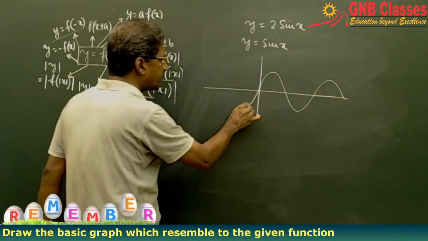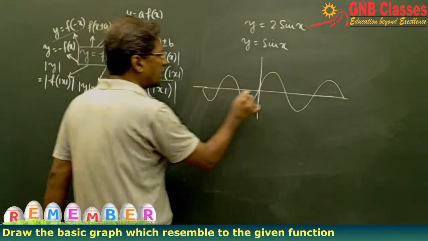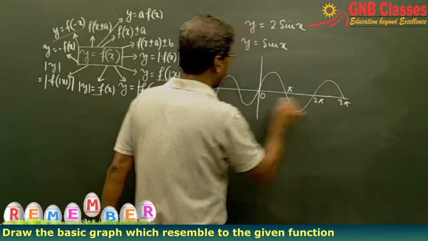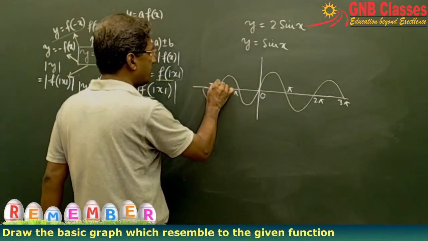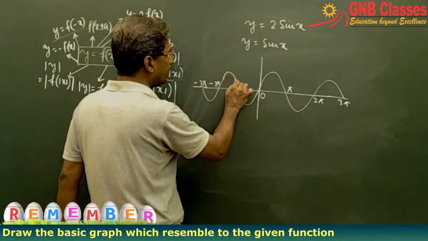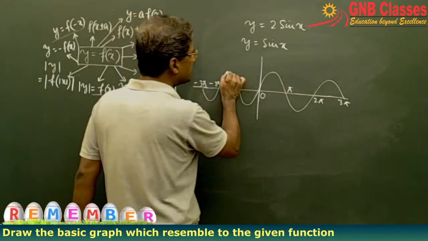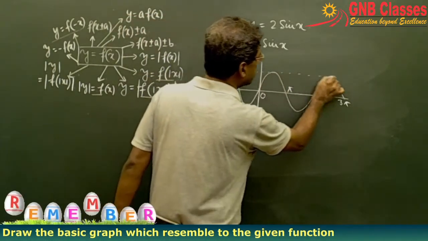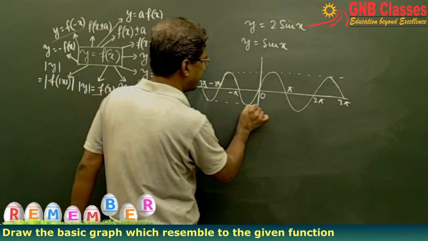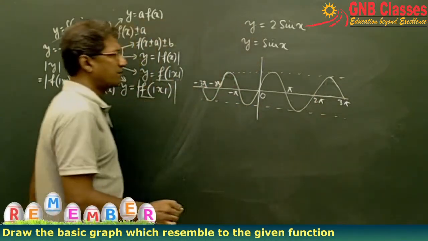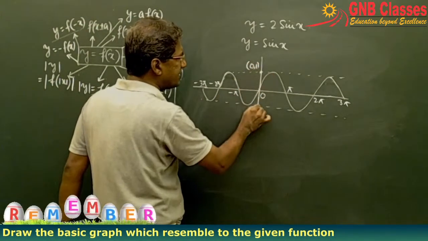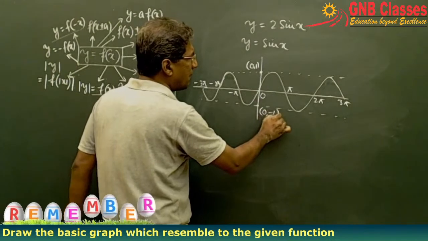This is the sine x graph, right? What about these points? 0, pi, 2 pi, 3 pi, minus 2 pi, minus 3 pi, and this goes on. And this point, all this will be what? This point is nothing but your 0, 1. And this point is nothing but your 0, minus 1.